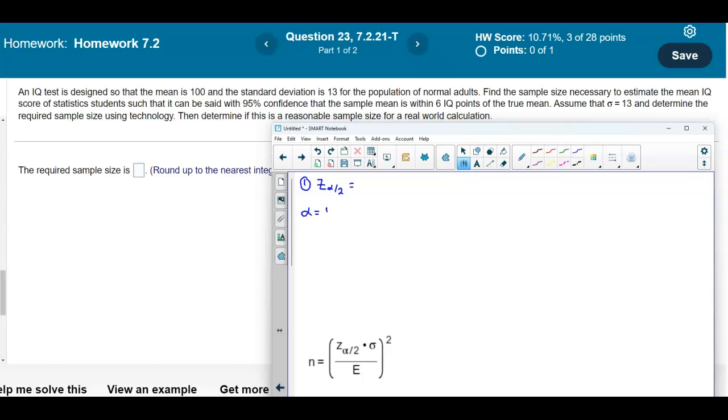So to find alpha, if we convert 95% to a decimal, 1 minus 0.95 gives us 0.05. We're going to take that alpha and divide it by 2. So 0.05 divided by 2 is 0.025. That represents the area to the right in the standard normal distribution, which is the z distribution. What we want to find is the critical value that has an area to the right of 0.025.